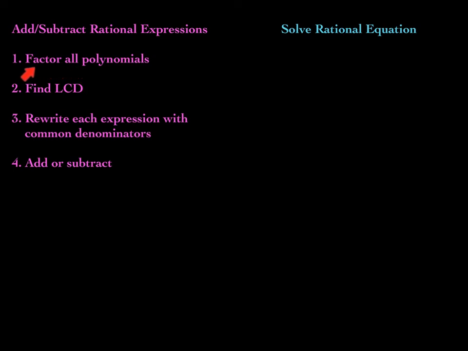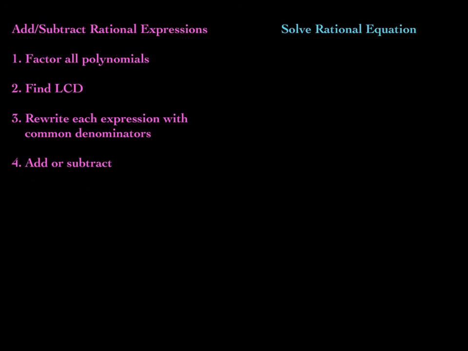After you have everything factored, look at your denominators and build or find the LCD. Remember, it's the product of each different factor the greatest number of times it appears in any one factorization. Now that you know what the LCD is, get common denominators. Once you have common denominators, then you can add or subtract, okay?